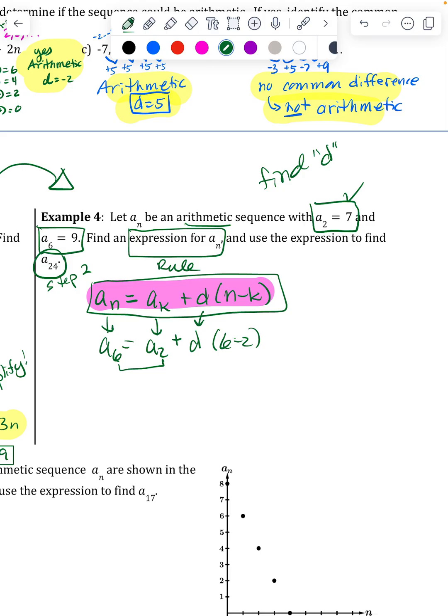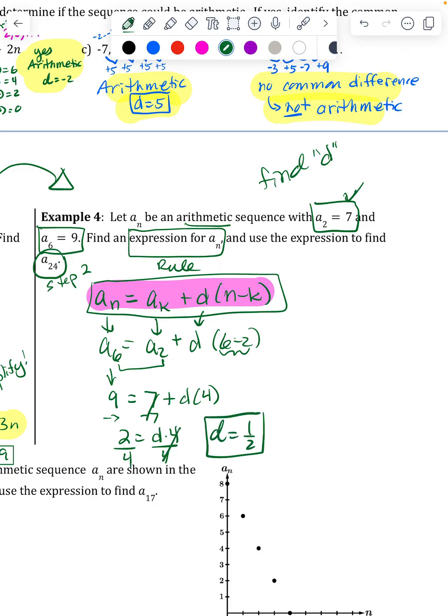So when you're trying to find something that can be the only unknown, you're going to have to know everything else, which we do, because we know from what they gave us that a sub 6 is 9. We know that the second term is 7, and we do not know the common difference, but we know that the space between the sixth and second term means we're going to use that common difference 4 times to get there. So now I'm just going to do some algebra. I'm going to have that 2 equals the common difference times 4. So in this case, the common difference is 1/2 because 2 over 4 reduces.